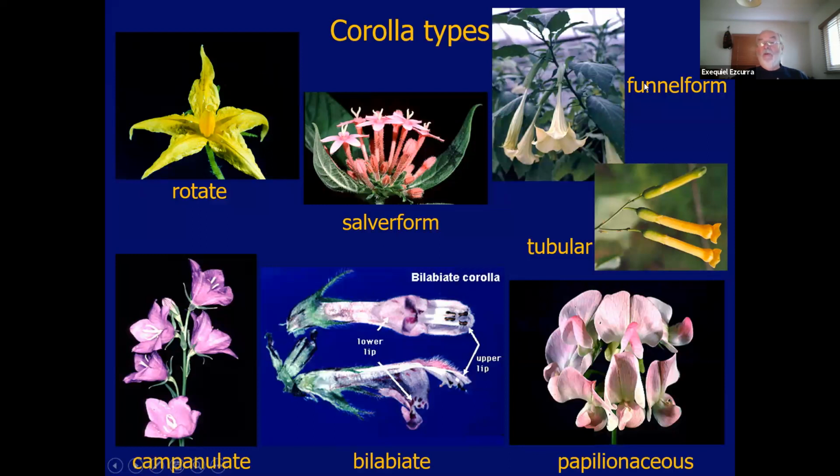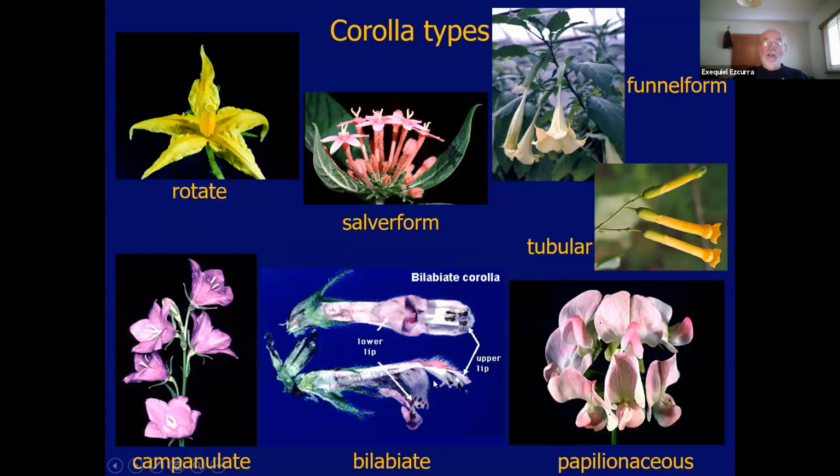Funnel form corolla, as in also in the tomato family, the genus Brugmansia, the trumpet flowers. They have, of course, as the name suggests, the shape of the corolla like a funnel, like a trumpet. Salviform corollas have tubes that open in a flat surface on top. Campanulate corollas look like a bell. Campana in Latin means bell.